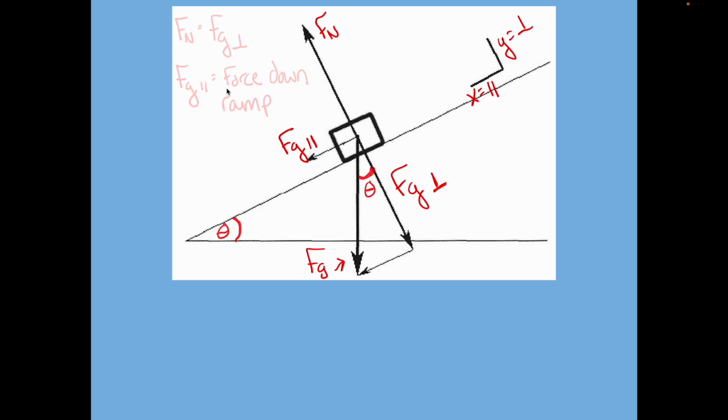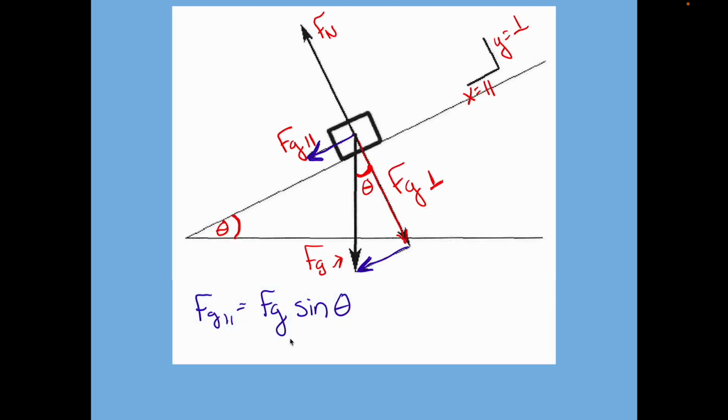Now, in our lab, we figured out that if you tilt by an angle theta, your FG parallel is going to equal our original force of gravity times the sine of theta. On this triangle that we can see here, FG parallel is across from theta. It's opposite. So that component is found using sine. FG perpendicular is going to go with cosine of theta. It is adjacent to the angle theta.